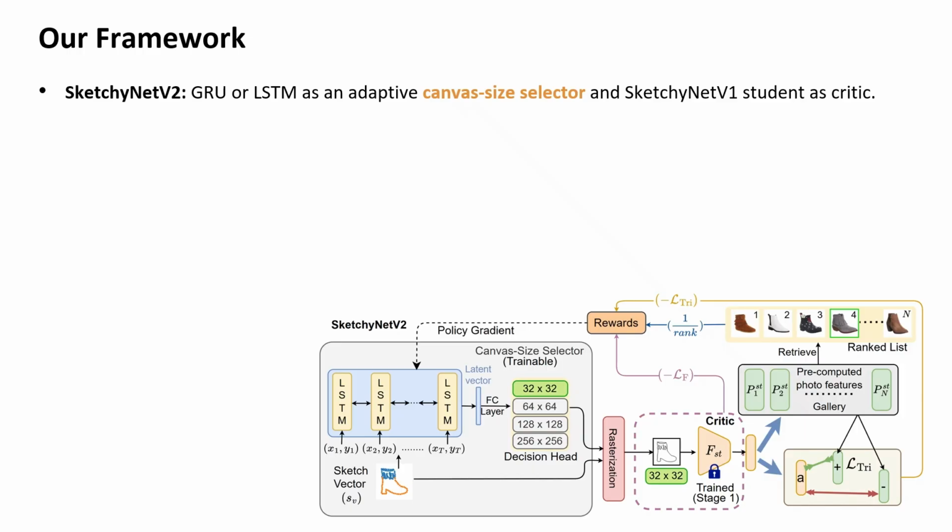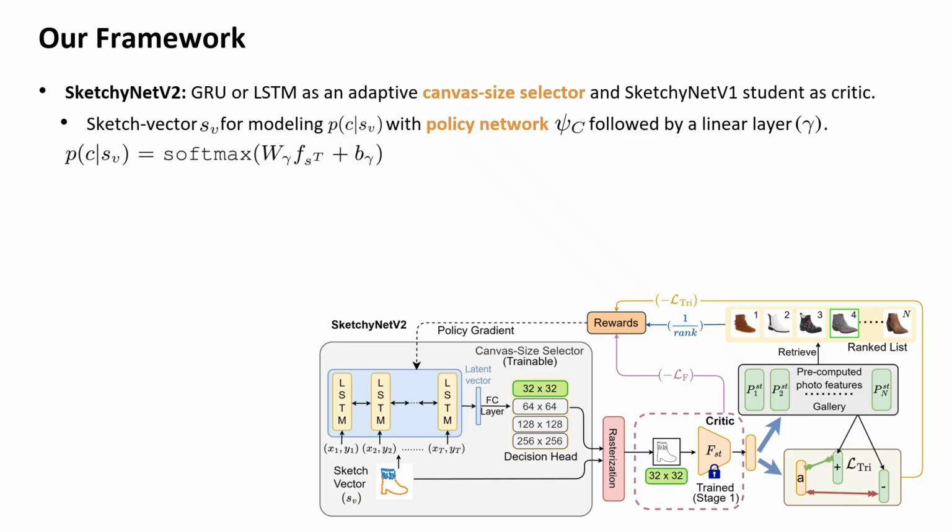SketchNet V1, the efficient student network we trained, is frozen and acts as a critic for the training process. The sequence model realizes a policy network followed by a linear layer modeling the probability of the choice of discrete canvas sizes from a predetermined set. The training employs a reinforcement learning framework where canvas sizes are sampled from the categorical distribution of the predetermined set. Next, we design the reward function.